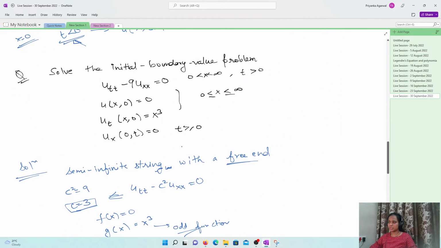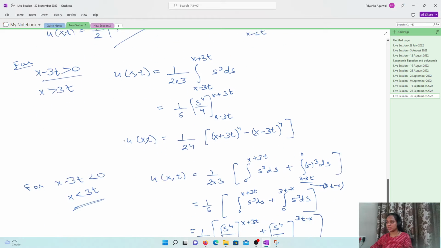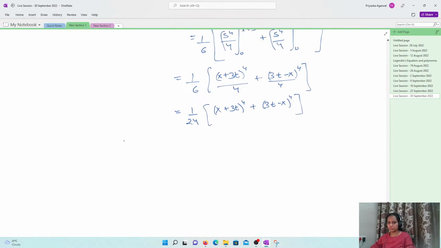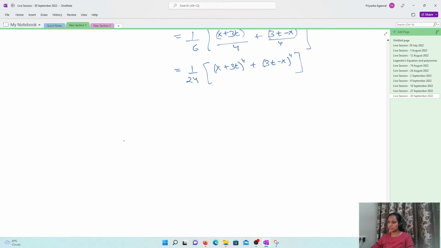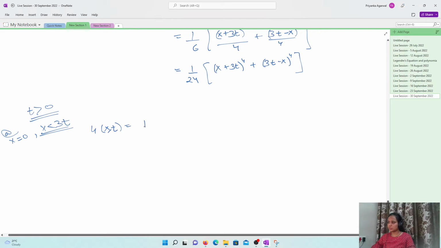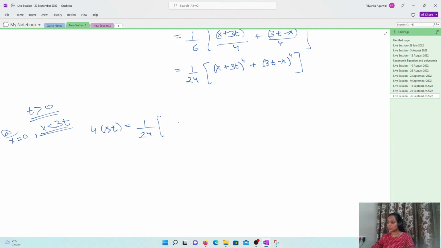Now we have to apply this condition that ux at 0 comma t is 0. So for t greater than 0, as we saw in the previous case, x should be less than 3t, right, at x equal to 0. So for this case, the solution is u(x,t) equal to 1 by 24 times (x plus 3t) to the power 4 plus (3t minus x) to the power 4.